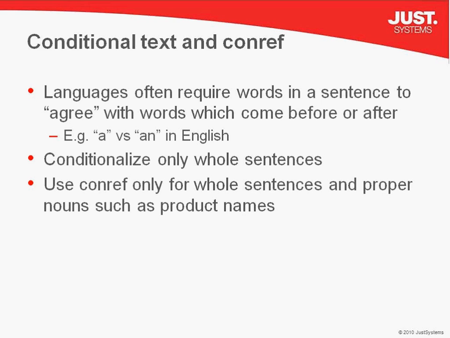Remember that there are a few things to keep in mind if you know that you need to translate this content later. Basically, the main guideline is that if you're going to have something that appears in some outputs but not others, you should have that thing be an entire sentence. That's because different languages often have requirements for words in a sentence to agree with each other. So if you just conditionalize a word in the middle of a sentence and that word changes between variations of your output, then it might not agree with the rest of the sentence in different languages. So if you're using these advanced reuse features of DITA, you're going to want to use them only for entire sentences or for proper nouns.